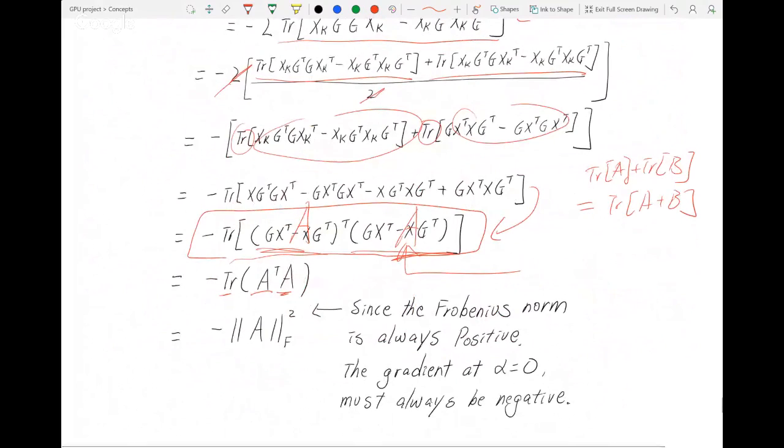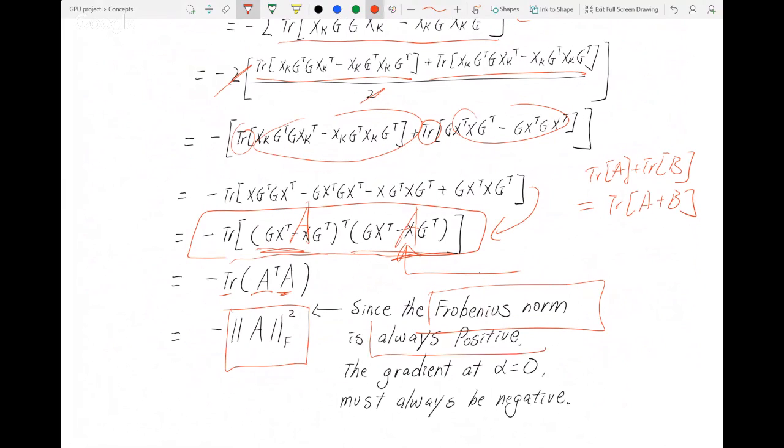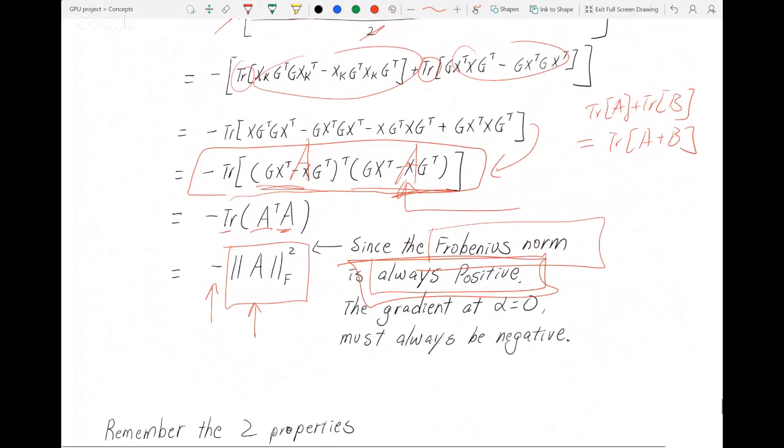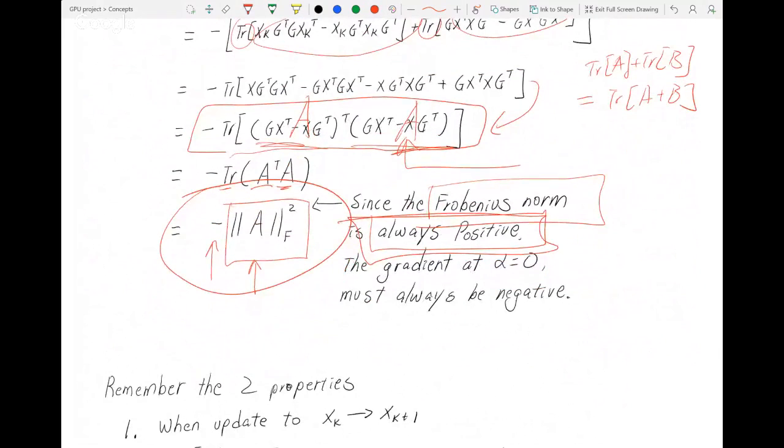This right here is essentially also known as the Frobenius norm. This right here is the Frobenius norm, which is known to be always positive. Which means that if this is always positive or 0, multiplied by a negative, voila, this term must always be negative. Well, it will never be positive. Let's say that. It will be 0 or negative.